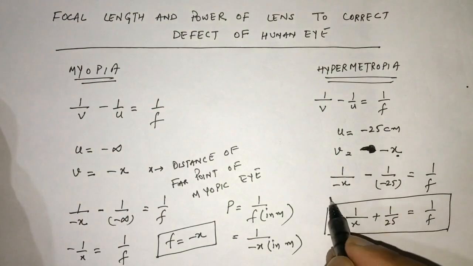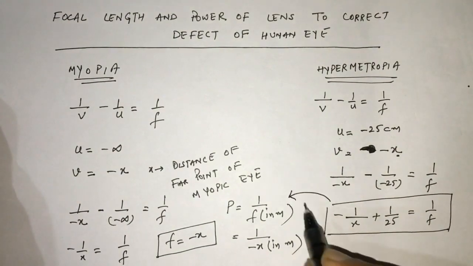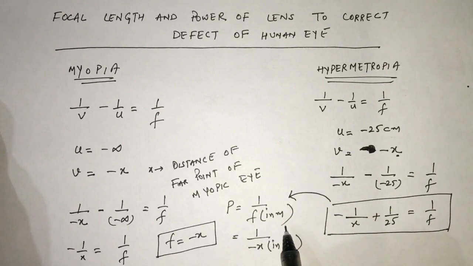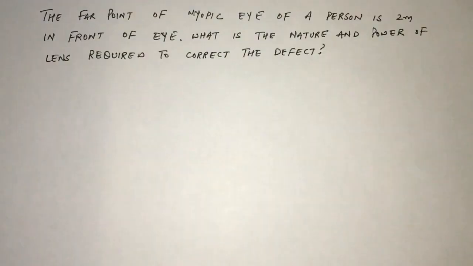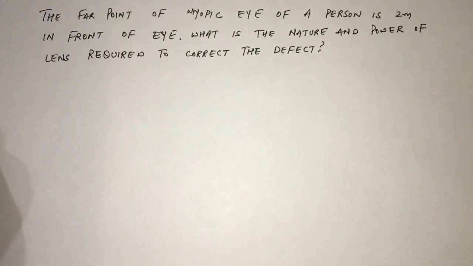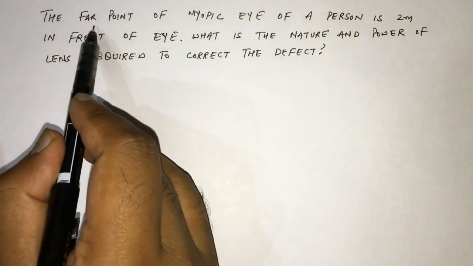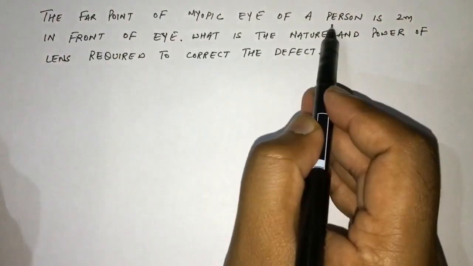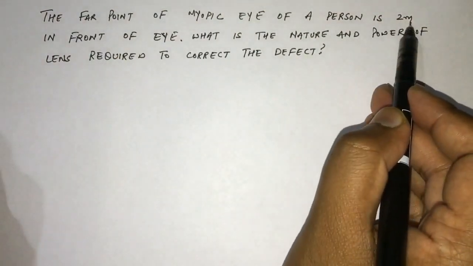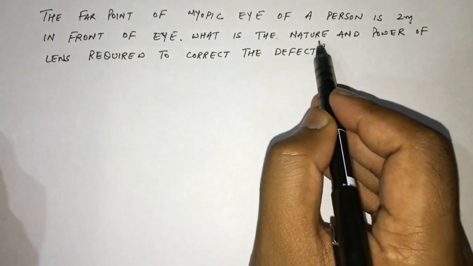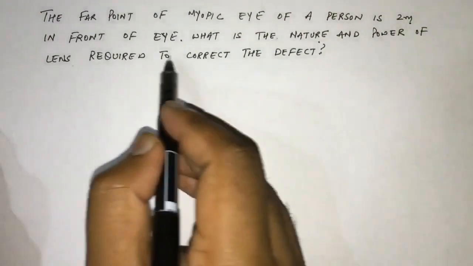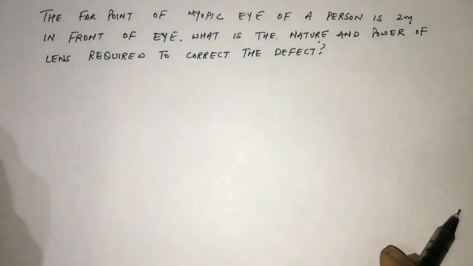Again using the formula P is equal to 1 upon F in meters, we can calculate the value of power of lens that is going to be used in hypermetropia. Clear? Now let us solve one numerical that is based on myopia. The question is, the far point of a myopic eye of a person is 2 meter in front of the eye. What is the nature and power of lens required to correct this defect?